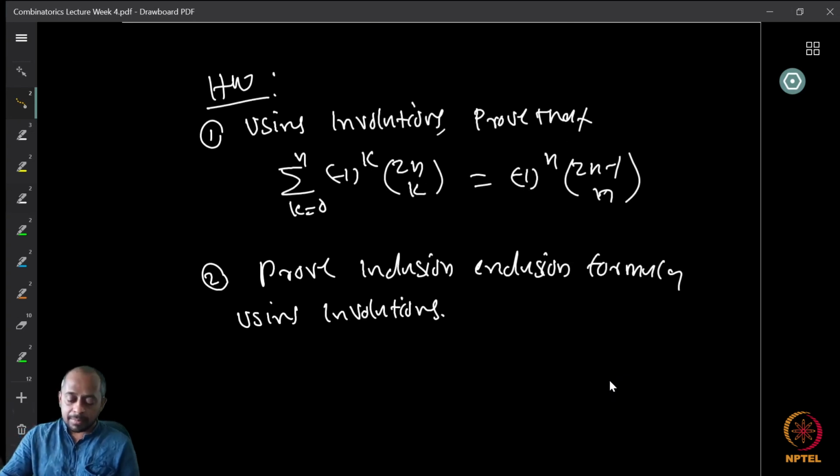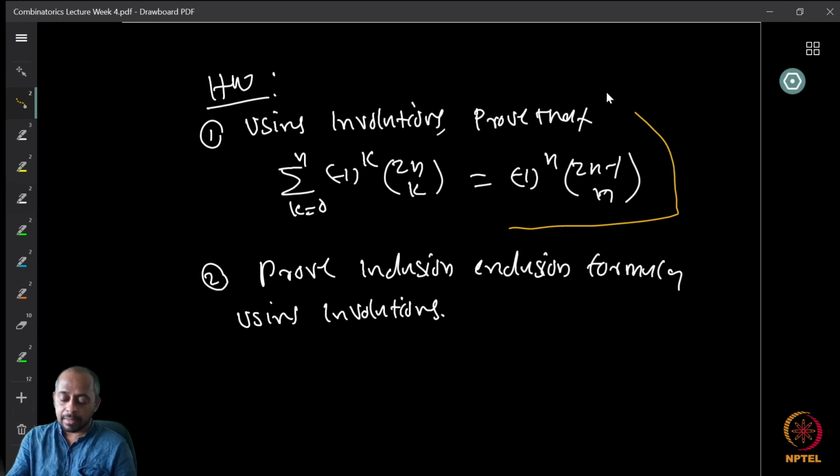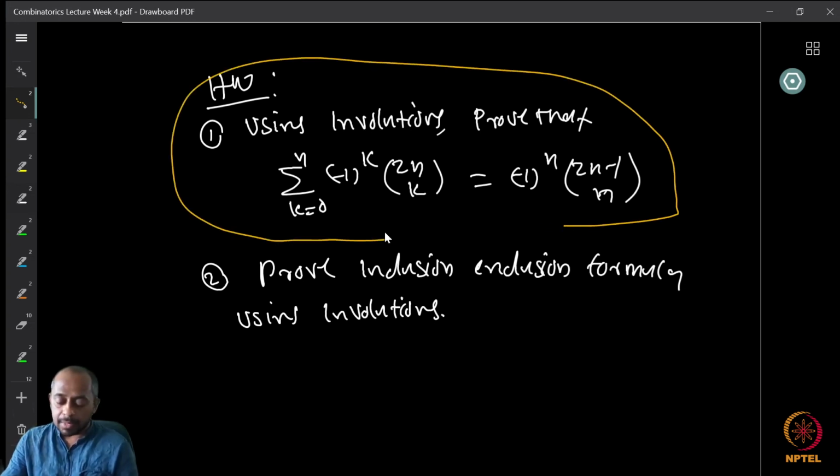Okay, so here is a couple of homeworks. Using involutions, prove this binomial identity: the summation for k equal to 0 to n of minus 1 raised to k times 2n choose k is equal to minus 1 raised to n times 2n minus 1 choose n. You can think of proofs using involutions, you can think of combinatorial proofs without using involutions, and you can also look at algebraic proofs. So you have 3 different ways of proofs you can think of. But in this homework you should do this.